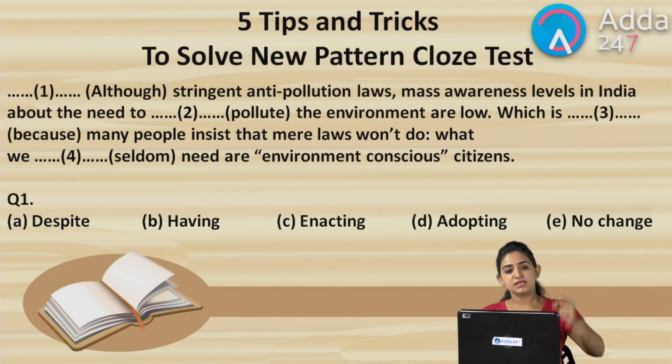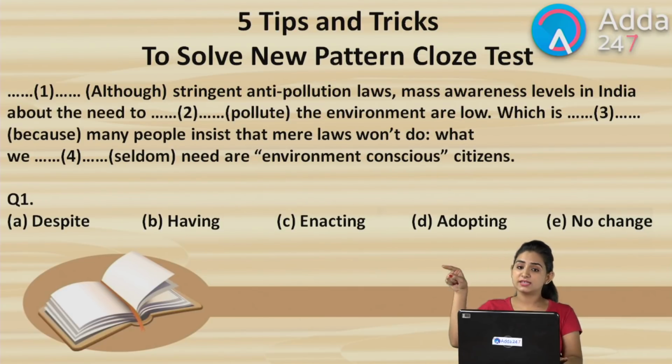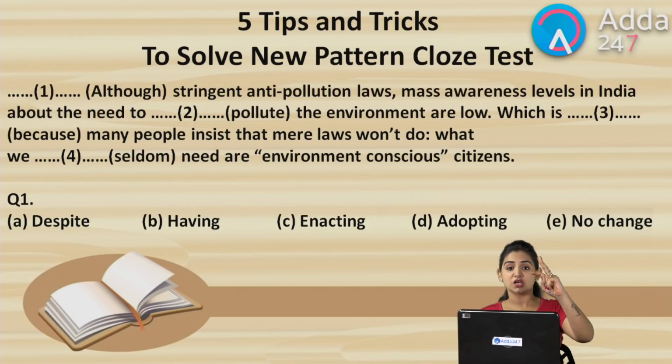Here it is. It says dash stringent anti-pollution laws, mass awareness levels in India about the need to pollute the environment are low. Now if I say stringent anti-pollution laws, that means there are strict anti-pollution laws in India, and then in the other sentence we have the environment awareness levels are low, right? Now you have 2 sentences which are of contradictory nature.